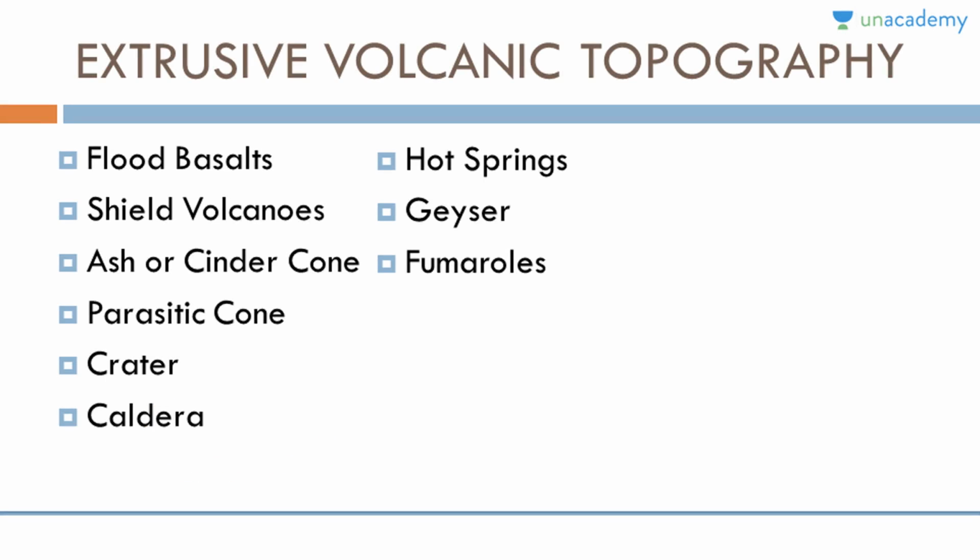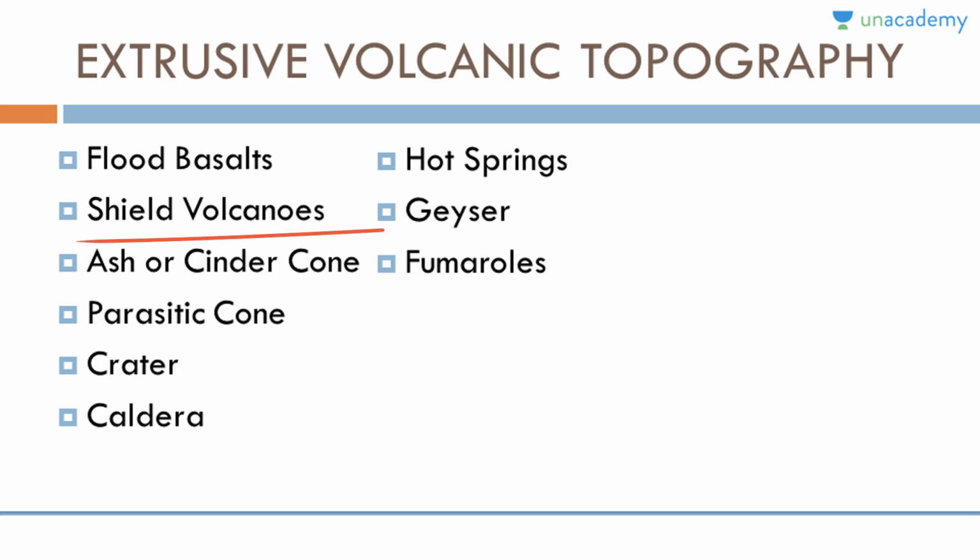The relief features by volcanic eruption which are formed on the surface of the Earth are known as extrusive volcanic relief features. These are flood basalts, which are the result of giant volcanic eruptions and coat large stretches of land or oceanic floor with basaltic lava. Then we have shield volcanoes, which are broad domed volcanoes with gently sloping sides, formed due to basaltic lava which has higher liquidity.